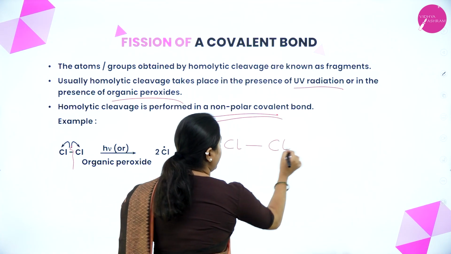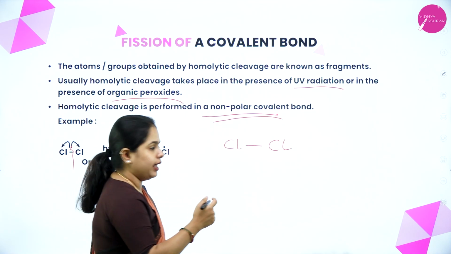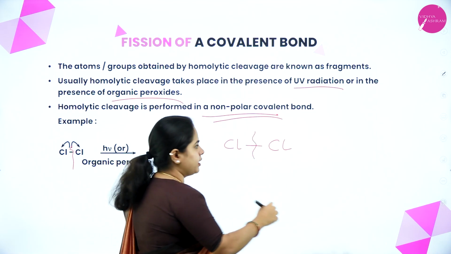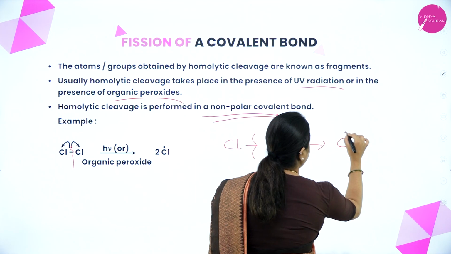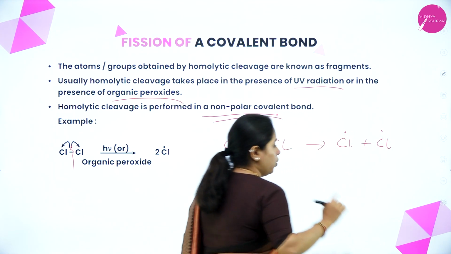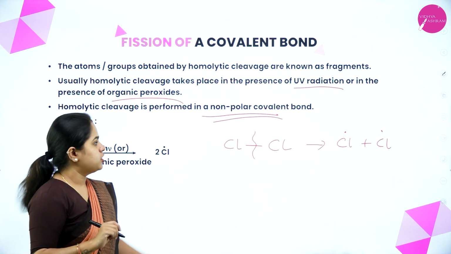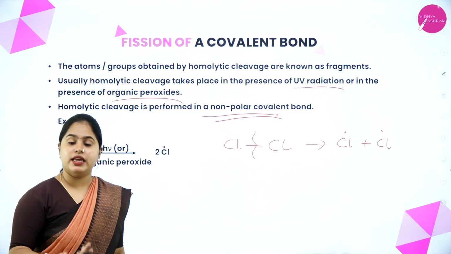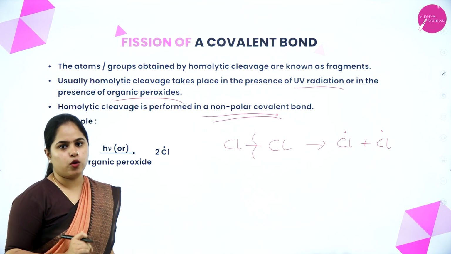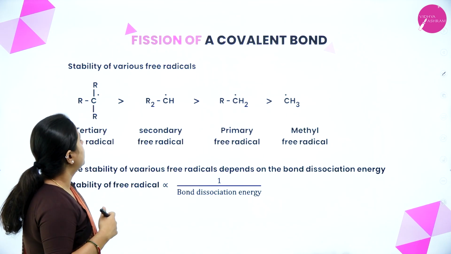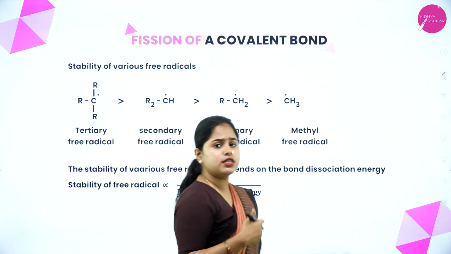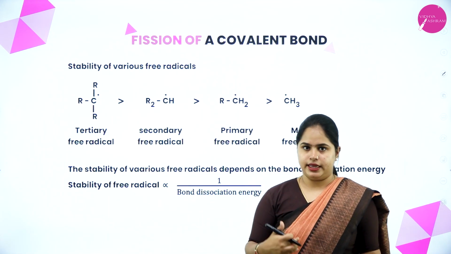That is, the shared pair of electrons will undergo homolytic cleavage and each one of them will get one electron from the shared pair. So now what is formed? Chlorine free radical is formed, right? So I hope it is clear. This is homolytic cleavage. Now coming on to the stability of the free radicals, okay?